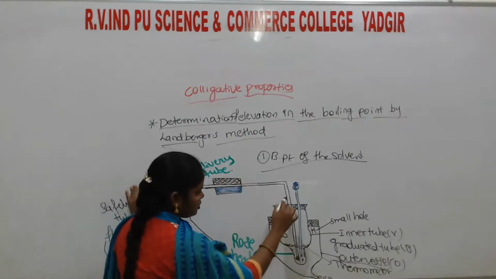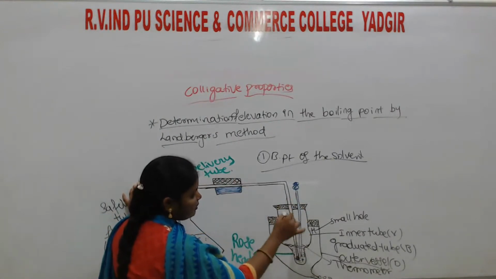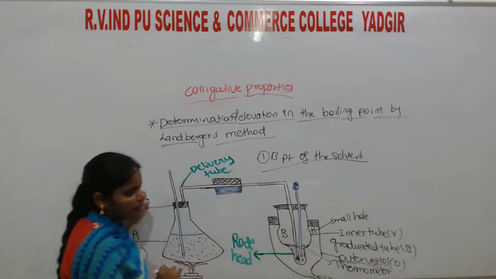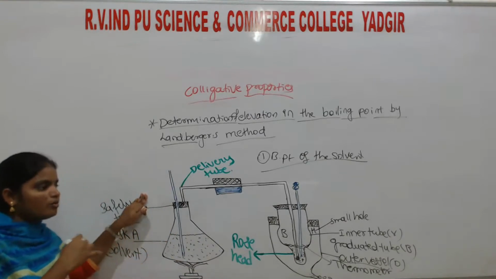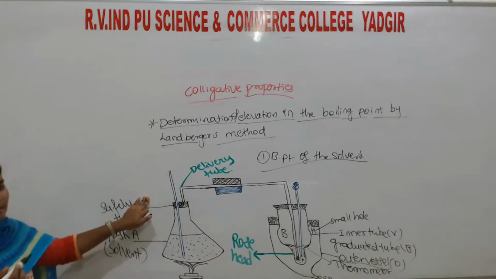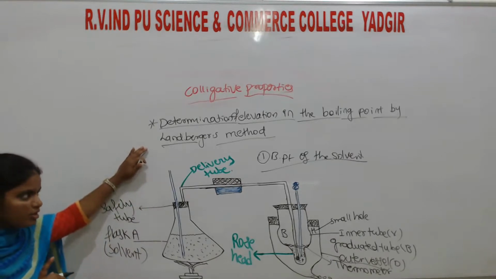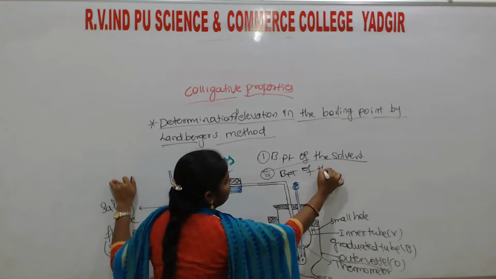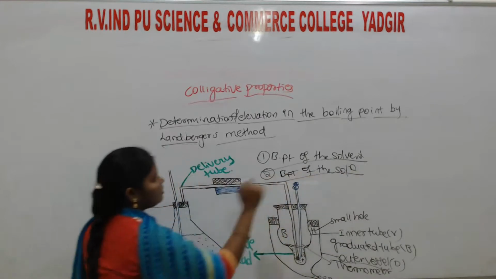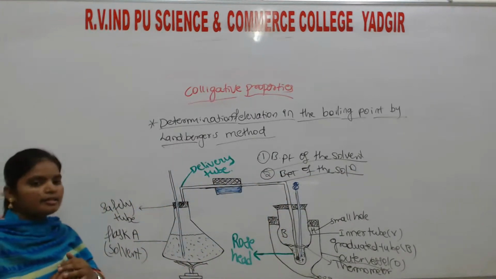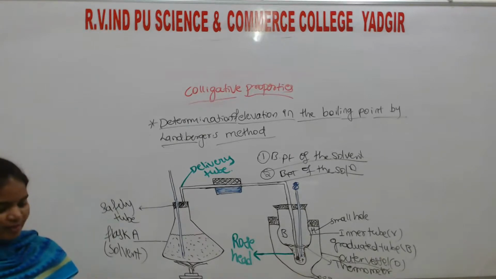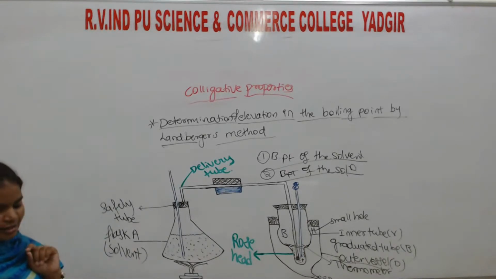Second, a weighed amount of solute is added in the graduated tube and the entry of the solvent into this inner graduated tube continues until again the temperature remains constant. It gives the boiling point of the solution. The first gives the boiling point of the solvent and the second gives the boiling point of the solution. And the volume of the solution is read off at this stage, knowing the density of the solvent.